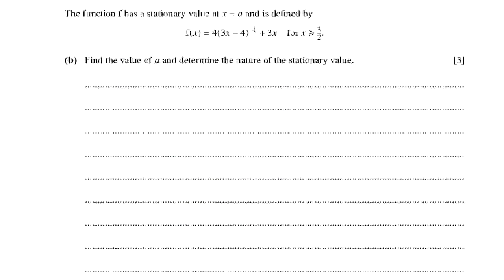The function f has a stationary value at x equals a. So a is the x value. And it's defined by f(x) = 4(3x - 4)^(-1) + 3x, for x greater than or equal to 3/2. Find the value of a and determine the nature of the stationary value.